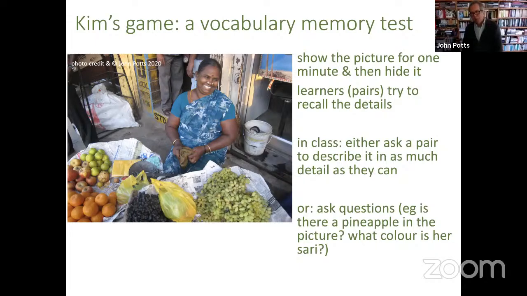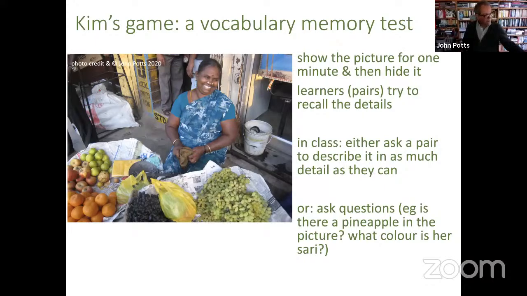Notice it's also good for practicing language, like is there or are there. So for low-level learners, you can have is there a pineapple? Are there any grapes? And things like that. Okay, so you can be doing some basic grammar practice as well as vocabulary practice. And that's a photograph I took in Mediré a couple of years ago now, opposite the hotel where I stayed in Mediré. Okay, so that's Kim's game.